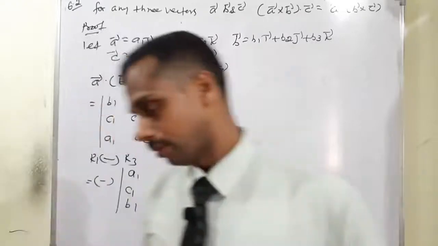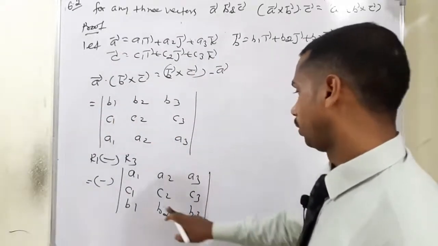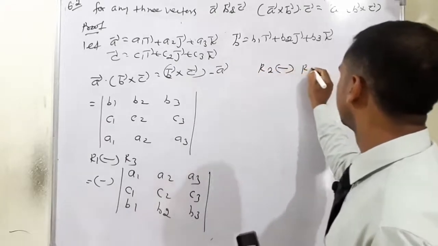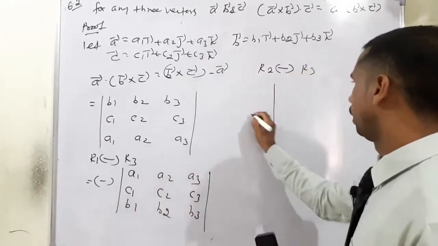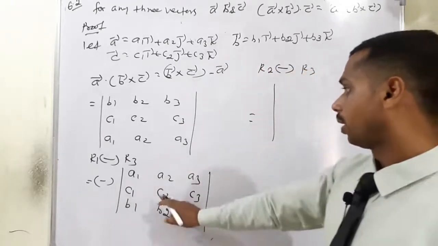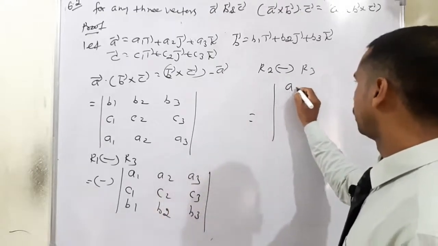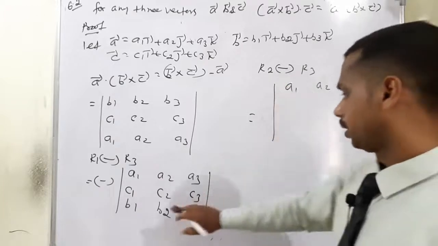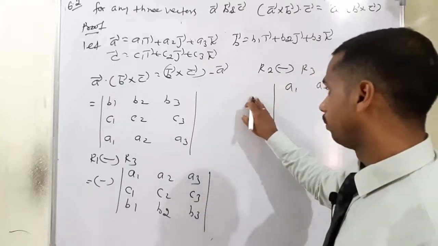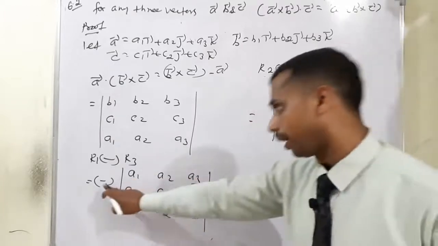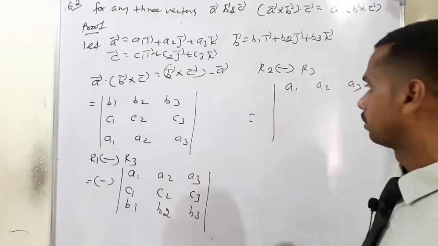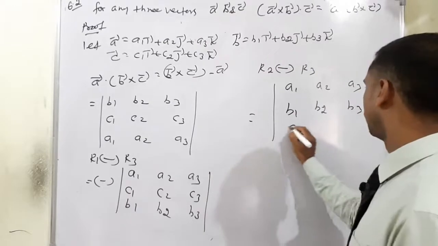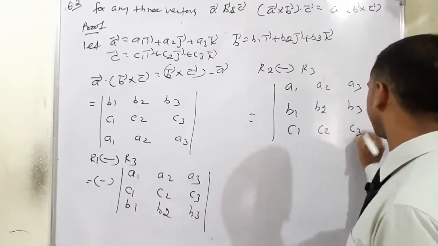Next, we have to interchange R2 and R3. Again, R2 interchange R3 means, look at this, R1 as it is, what is the term? A1, A2, A3. Now R2 interchange R3 means one more sign will be changed. Already one minus sign is there, therefore minus into minus, plus will come. So B1, B2, B3, third row C1, C2, C3.